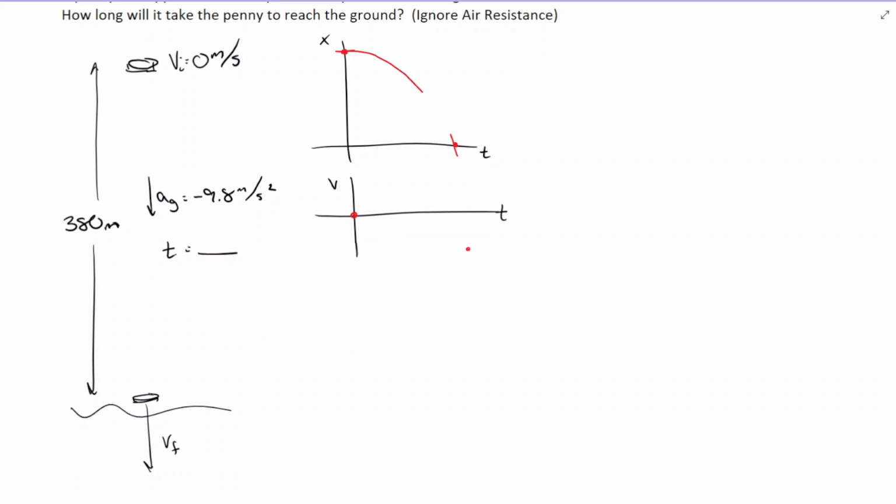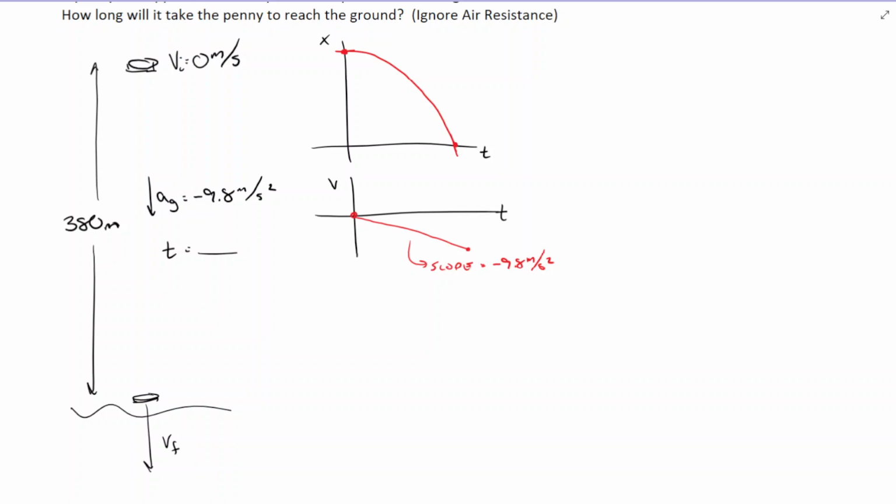And so we should see a parabolic shape on the position time graph, where the slope is increasingly negative as the velocity gets bigger and bigger downward. And the velocity time graph should be linear, right? And because it is in free fall, the slope should be downward at 9.8 meters per second squared, the acceleration due to gravity. Remember, the acceleration is the slope of a velocity time graph.